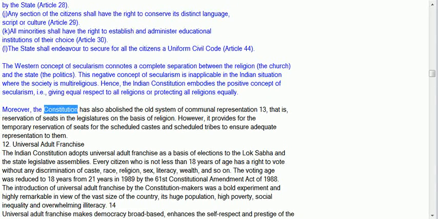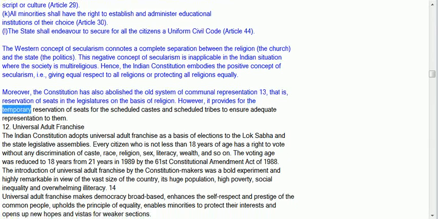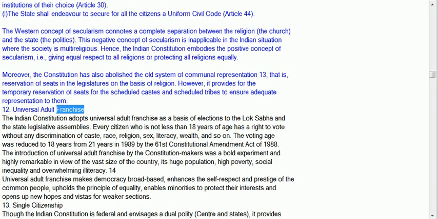Moreover, the Constitution has also abolished the old system of communal representation, that is, reservation of seats in the legislatures on the basis of religion. However, it provides for the temporary reservation of seats for the scheduled castes and scheduled tribes to ensure adequate representation to them.